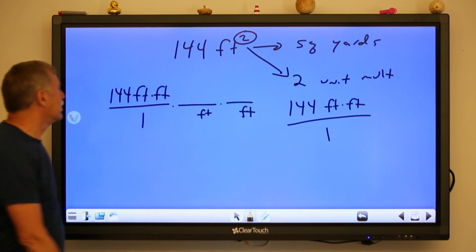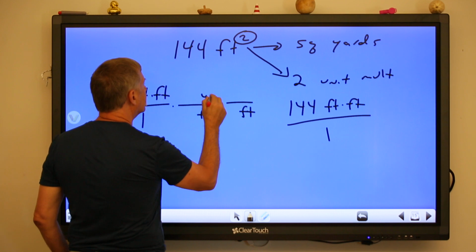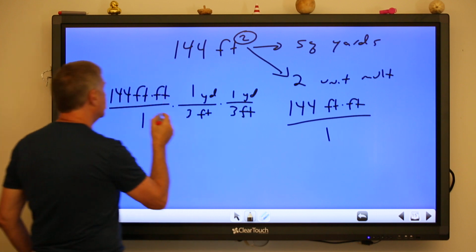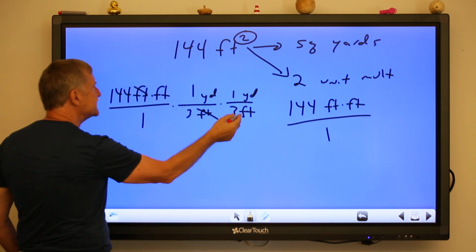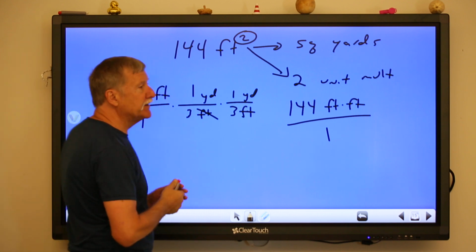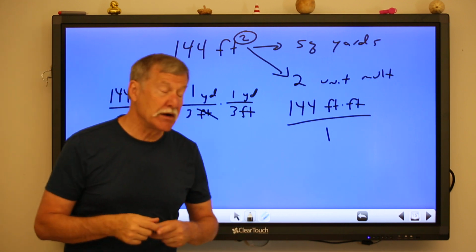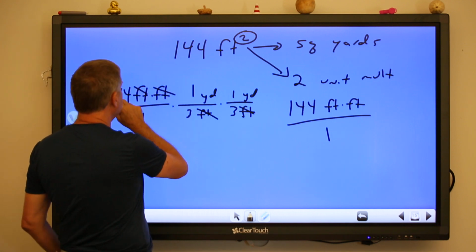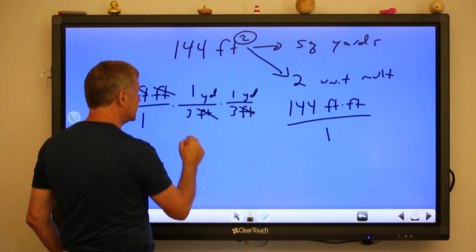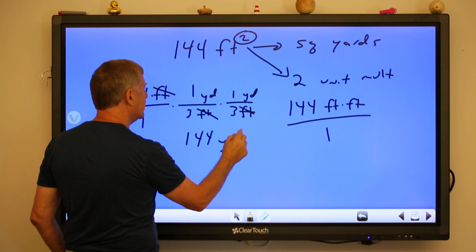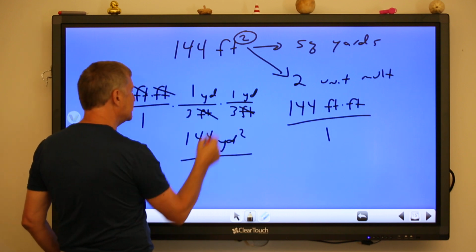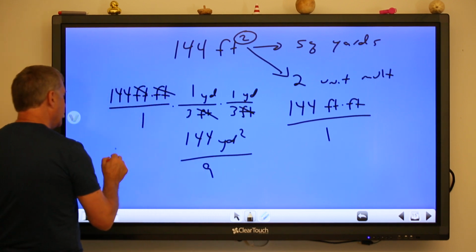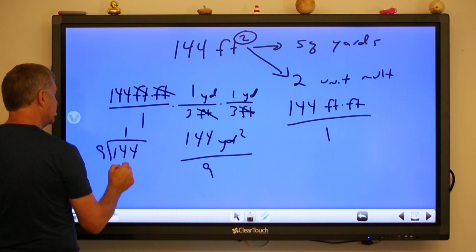144 feet times feet over 1, times a unit multiplier to get rid of one of them, times another unit multiplier to get rid of that. And what we want are yards and yards, and there's 1 yard, 3 feet, 1 yard, 3 feet. This foot gets canceled out here, and the second unit multiplier, avoiding the mistake of saying 3 square feet in a square yard, gets rid of the second feet. And now I have 144 yards times yards, 144 square yards over 3 times 3, 9.